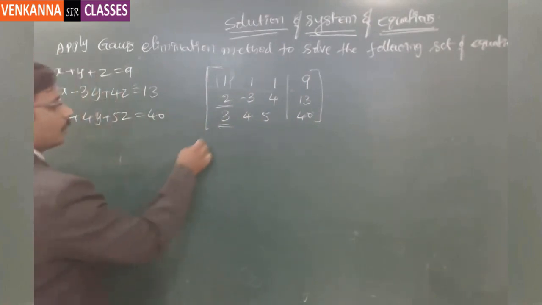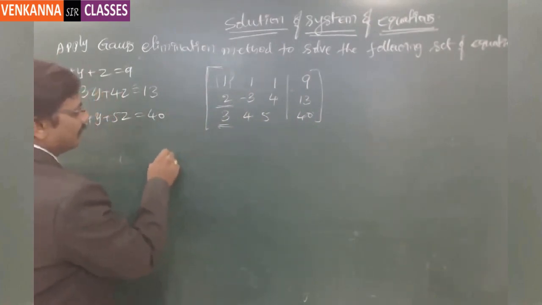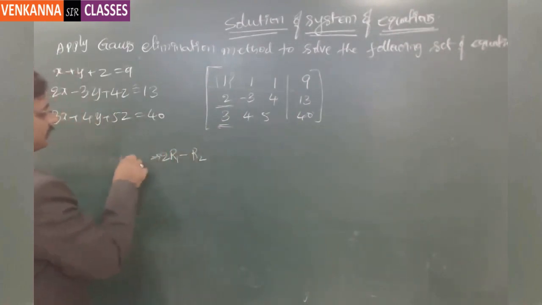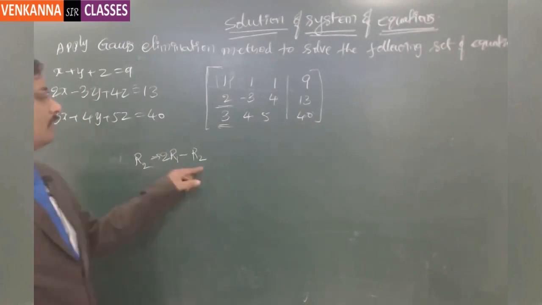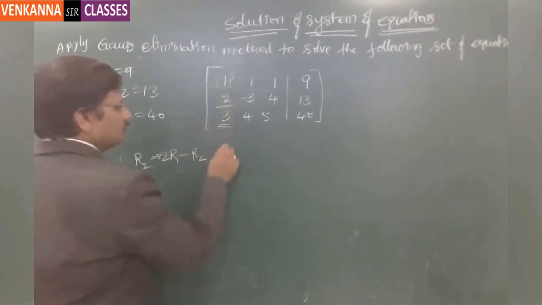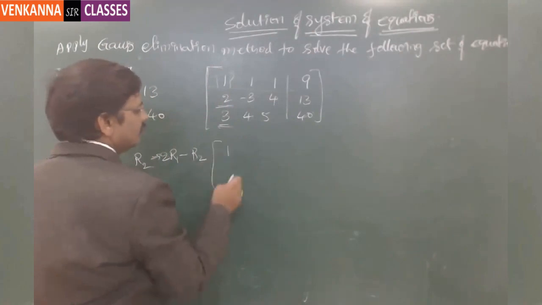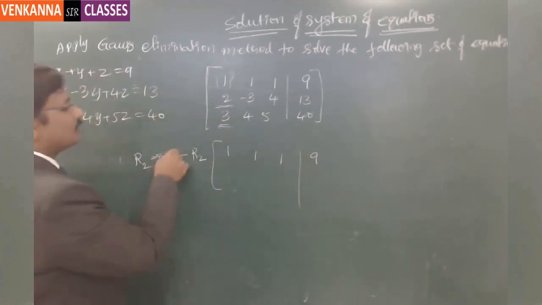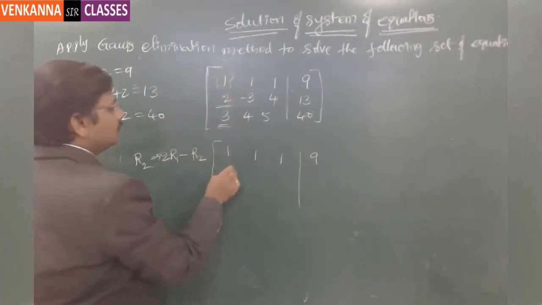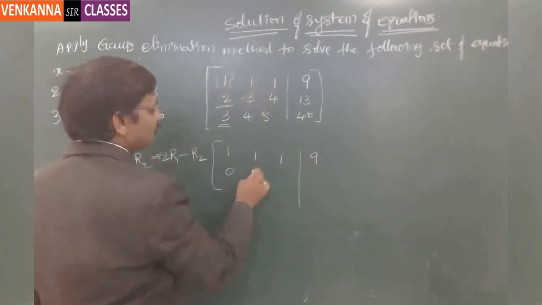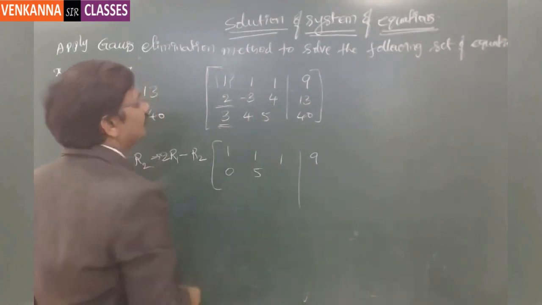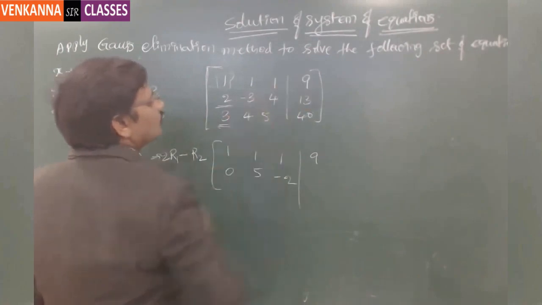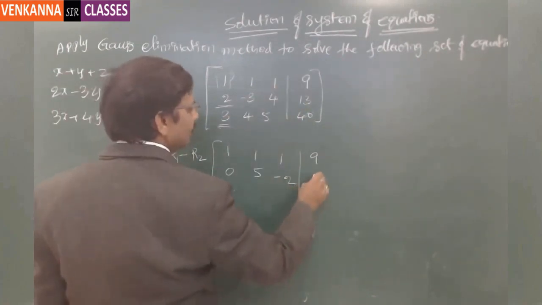Now the first operation I will do is take 2 times R1 minus R2, taking this as R2. First I will keep R1 as it is, 1, 1, 1, 9. And for this one, 2 times R1 gives 2 minus 2, 0. And 2 minus of minus 3 is plus 5. And then 2 minus 4 is minus 2. And 2 times 9 is 18 minus 13 is 5.